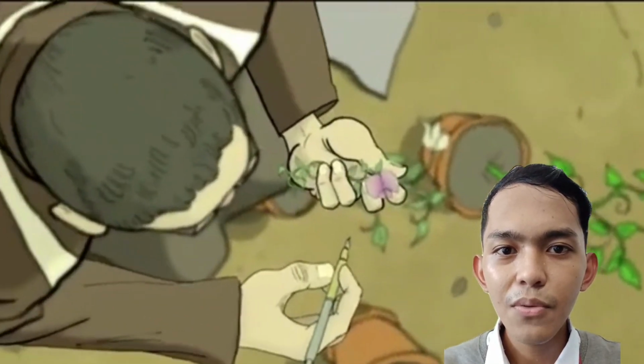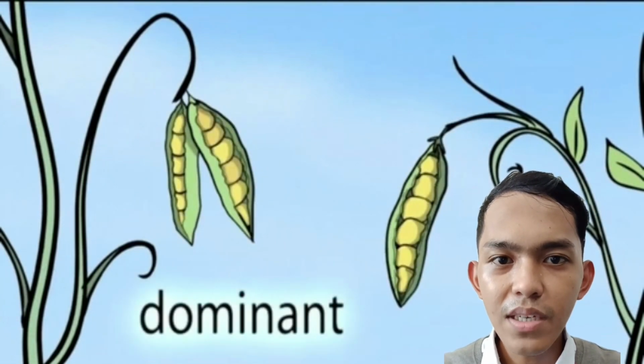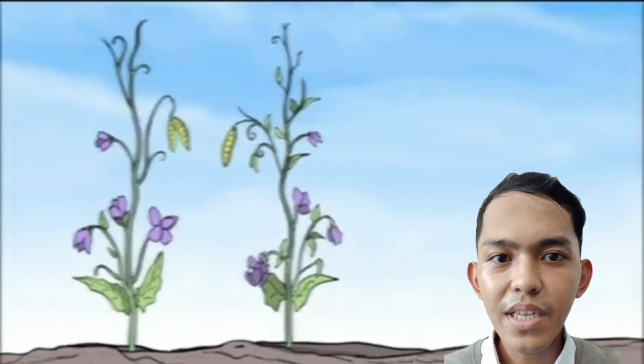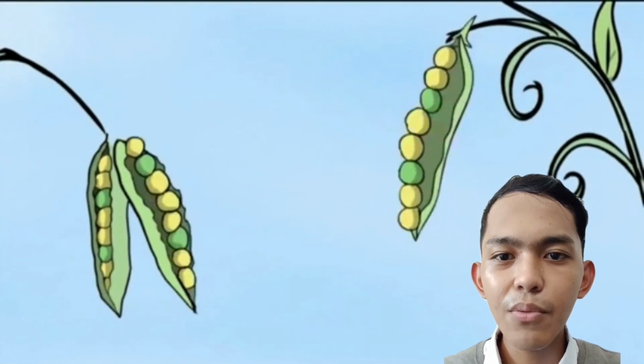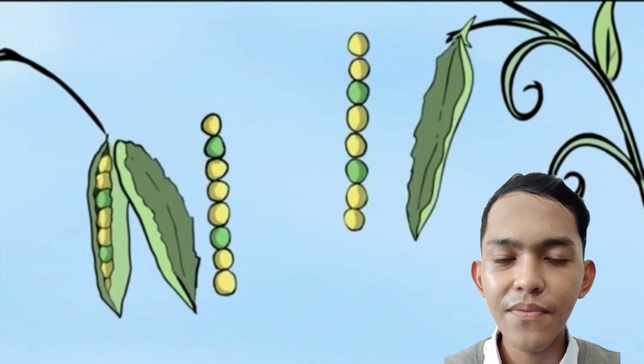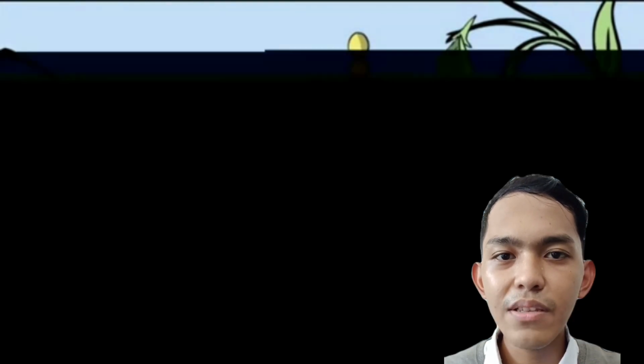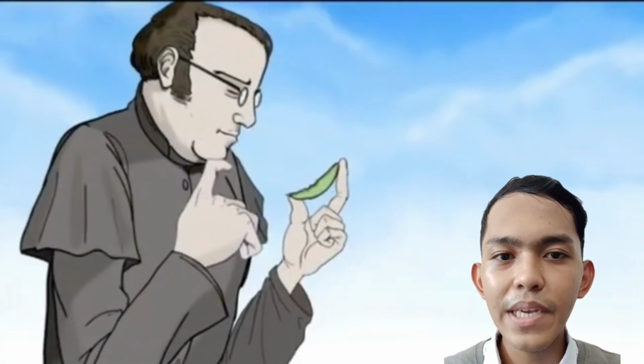For example, with seed color, he showed that when a yellow pea and a green pea were cross-pollinated, the resulting offspring plants always produced yellow seeds. However, in the next generation of plants, the green peas appeared in a ratio of 1 to 3, green to yellow. These studies also recognized that some traits were dominant while others were recessive. This example shows that yellow was the dominant trait.